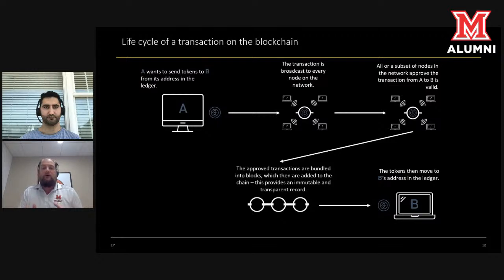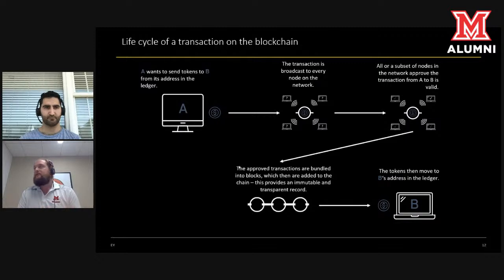And these transactions are essentially bundled into blocks by what are called miners. And miners are a subset of participants in the network, and they are the ones that are actively competing to solve that puzzle that we were discussing earlier.